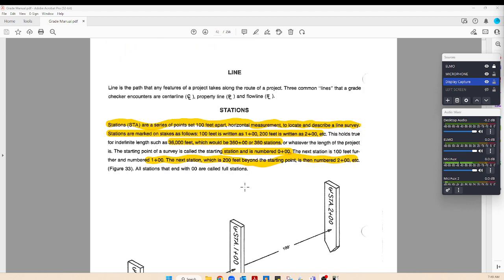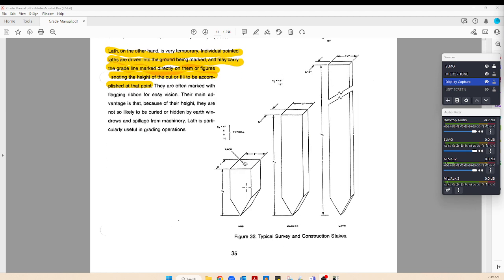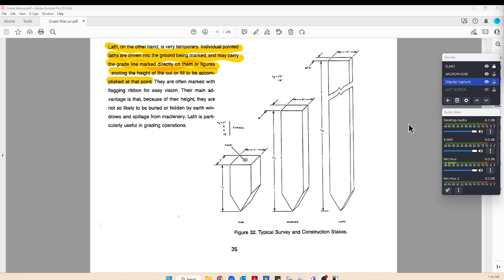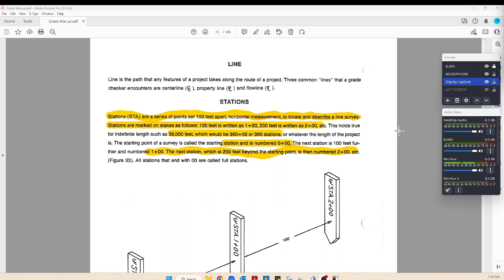Let's see what else we got here. Here's what started it all. Stations. I take for granted stations, that they can be complicated. And we'll just go ahead and talk about them real quick. First, let's talk about line.